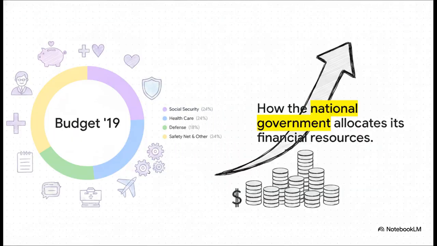And you can see how brilliantly those enumerated powers translate into the real world when you look at actual financial realities. Looking at the 2019 federal budget, the national government's powers to provide for the general welfare and common defense really stand out. We see 24% going to Social Security, 24% to healthcare programs like Medicare, and 18% to defense, with safety net and other programs taking up the remaining 34%. This blueprint isn't just theory, guys. It dictates exactly how trillions of dollars are spent.